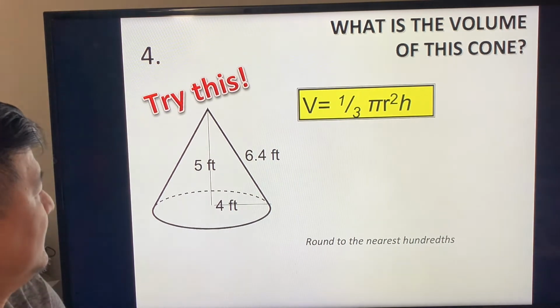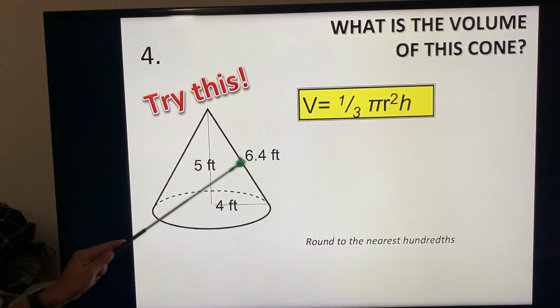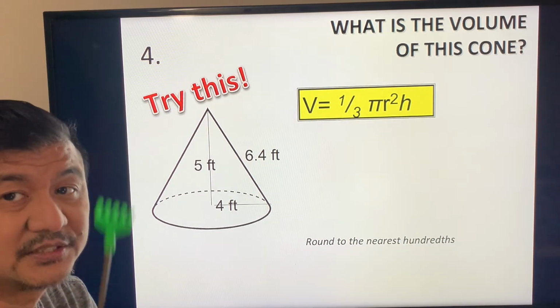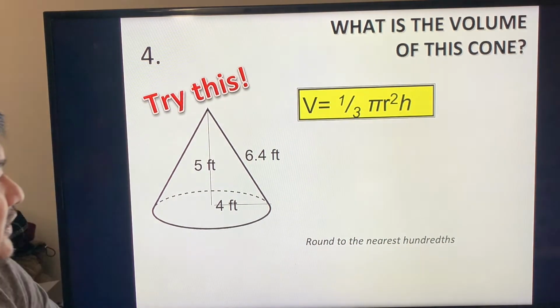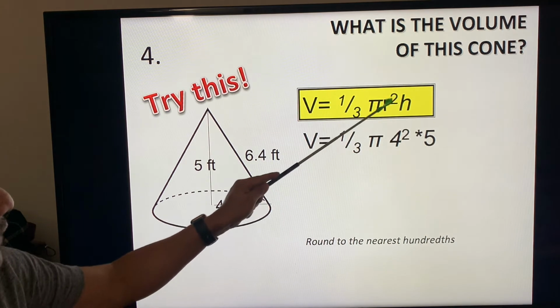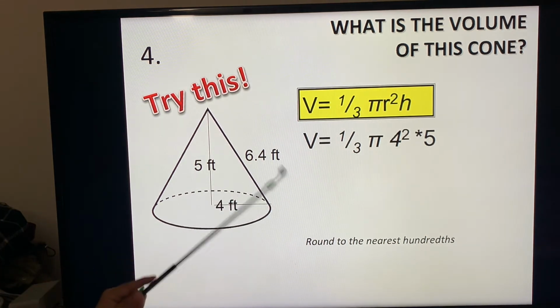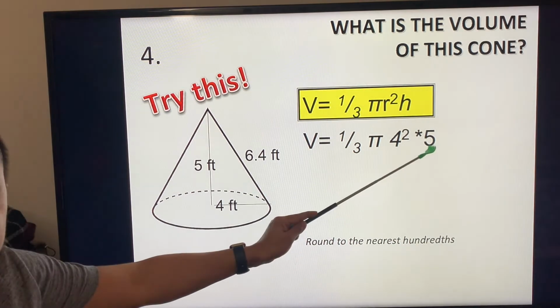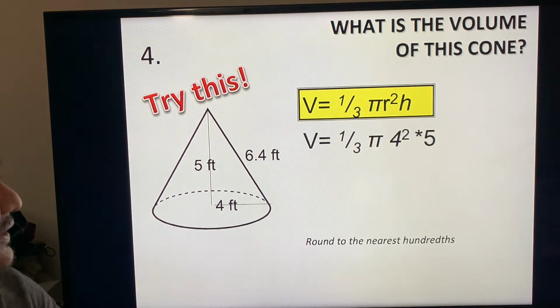Another example. Which height will I use? Which radius will I use? Formulas make your life easier. So substitute it. The radius is 4. And yes, I won't use 6.4. I'm going to use 5. There you go. 4 times 4 is 16.